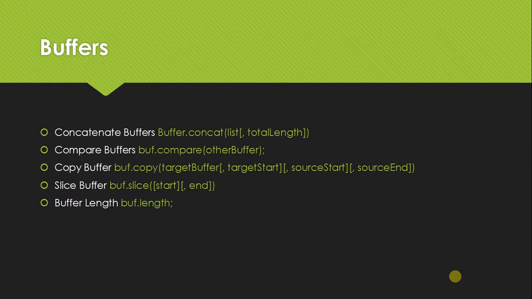Some other functions associated with buffers are concatenation of buffers. In this, we pass the list and the total length of the buffer. Next, we can also compare buffers by passing the other buffer as the parameter. We can also copy a buffer from one to another by passing the target buffer, target start index, source start index, and source end index. We can also slice the buffer by passing the starting index and the ending index. And we can also find the length of the buffer by using buff.length.